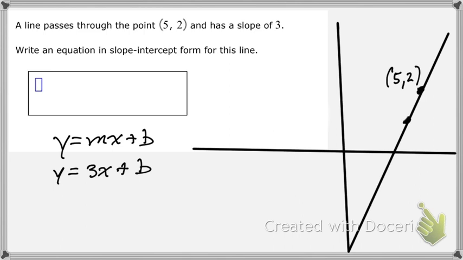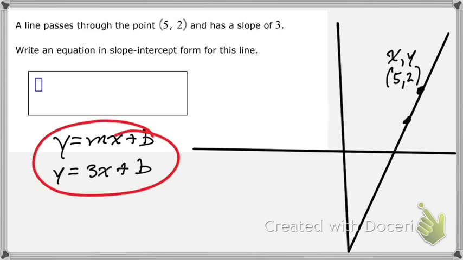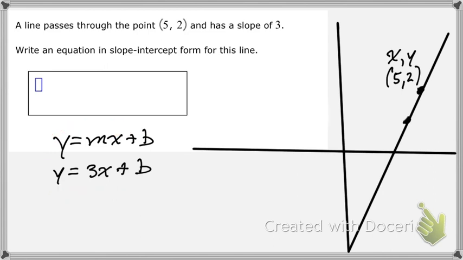But what am I going to do here? I'm going to take the other piece of information that I know, (5, 2). This (5, 2) is an x and y value that is on the line. I mean, we can see it right there. (5, 2) is on the line that we're talking about. And what does that mean? If it's on the line, it's also in the equation. (5, 2) is also in the equation.